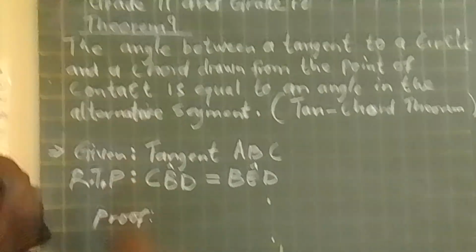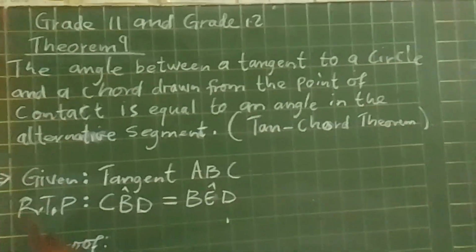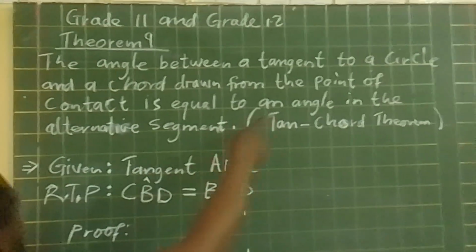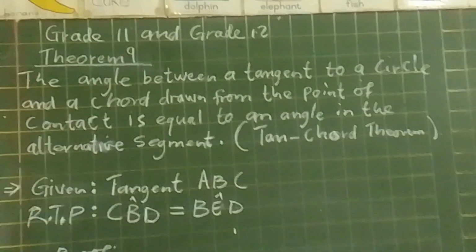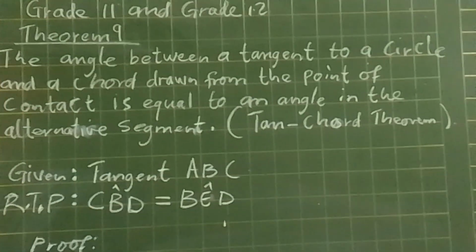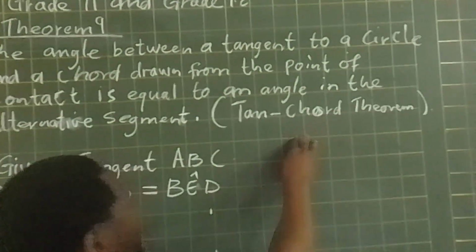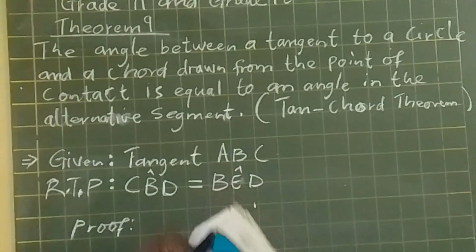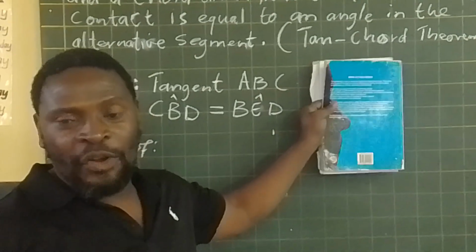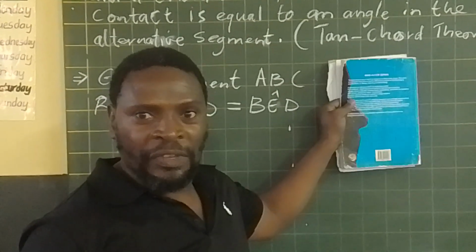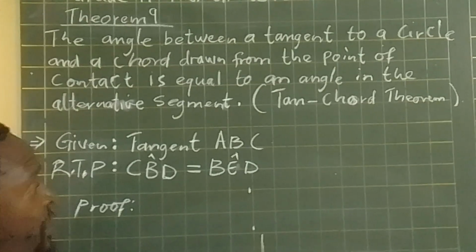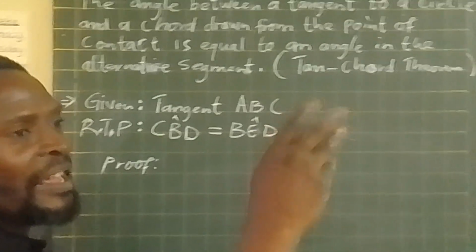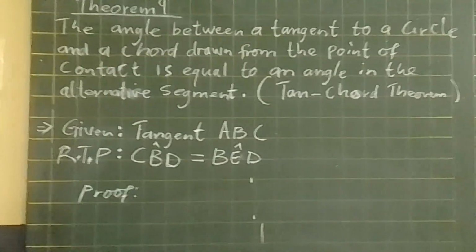This is Theorem 9. Theorem 9 says that the angle between a tangent to a circle and a chord drawn from the point of contact is equal to an angle in the alternative segment. This is your tenth circle geometry theorem. They like this more than any theorem that we have done. This is the most favorite. In your exam, they may want you to prove it, so you must be able to prove it. And you use this theorem more often to find the unknown or required angles.